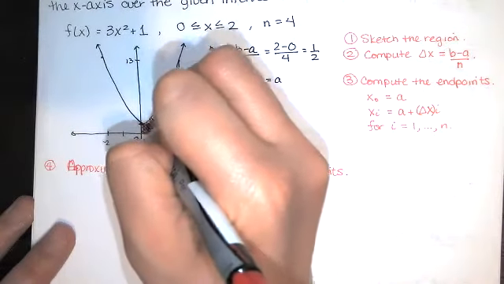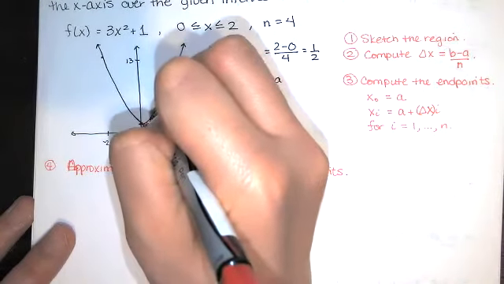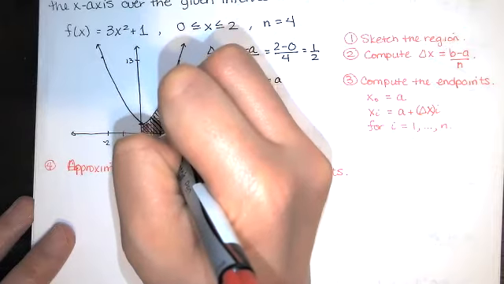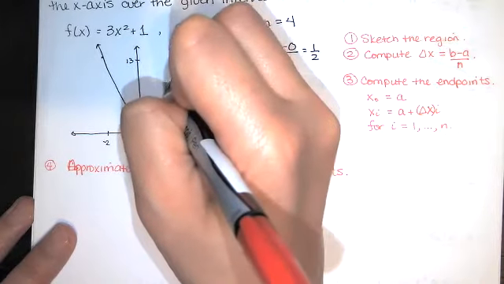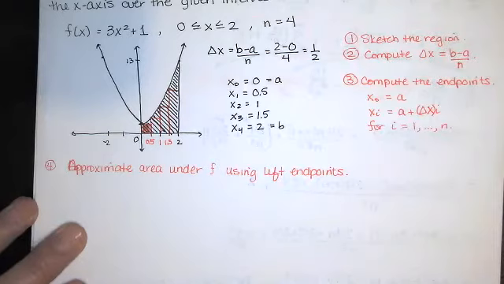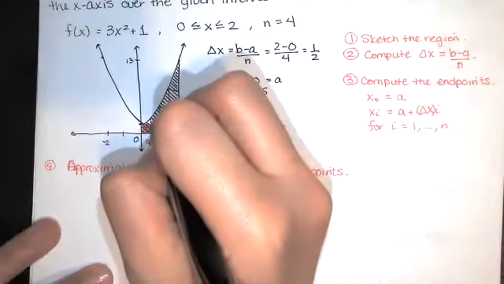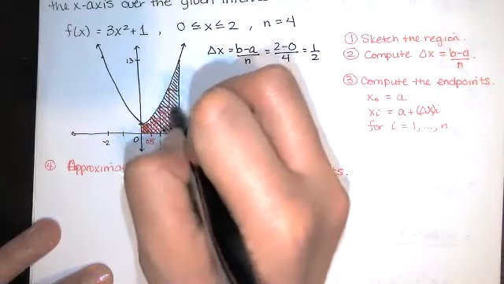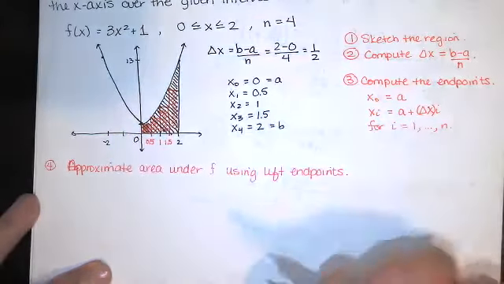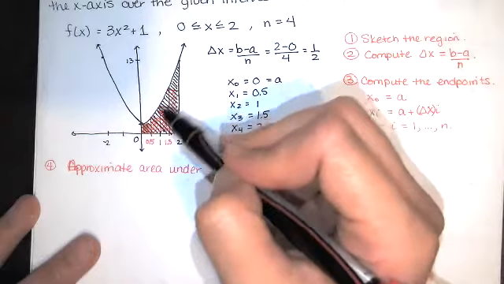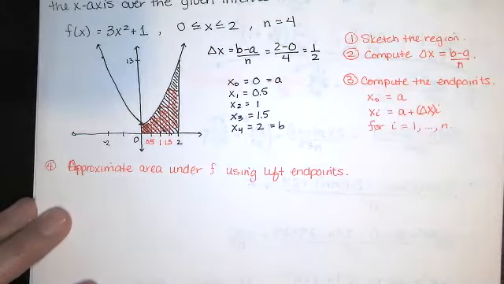And then we do it again, and again, and again. Notice that this is going to give me an underestimate of the area under the curve. These 4 areas are less than that total area under the curve. There's all this area that we're missing. That's okay.